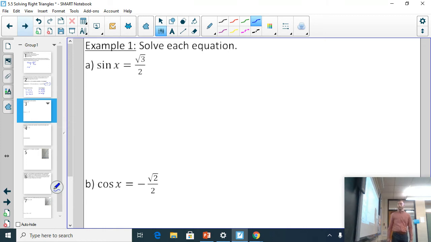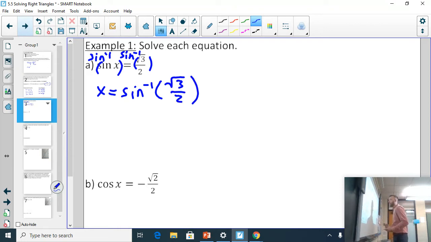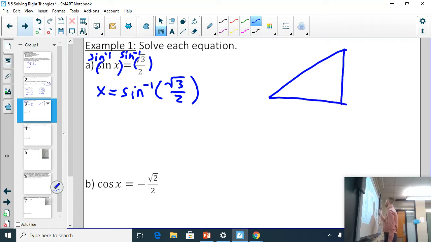So solve each equation. Sine of x equals square root of 3 over 2. If we take sine inverse of both sides, then we get that x equals sine inverse of square root of 3 over 2. Now, without punching this into your calculator, what sine inverse is asking is whose angle has a sine of square root of 3 over 2? And if we recall, I like to use my triangle for that one.